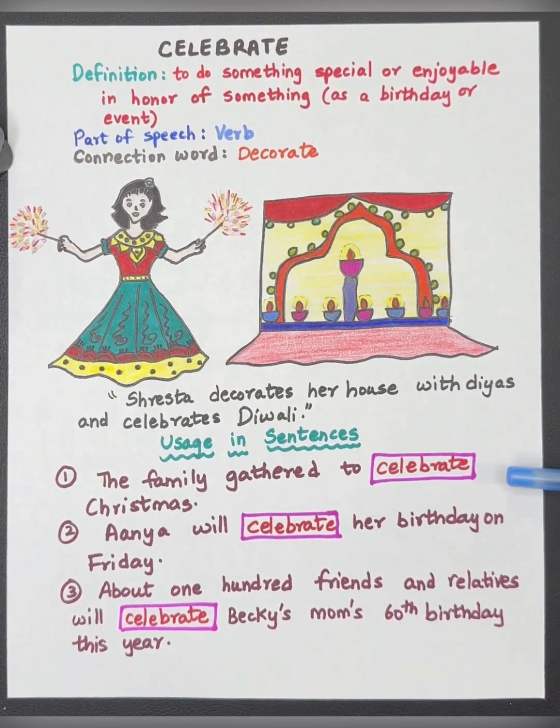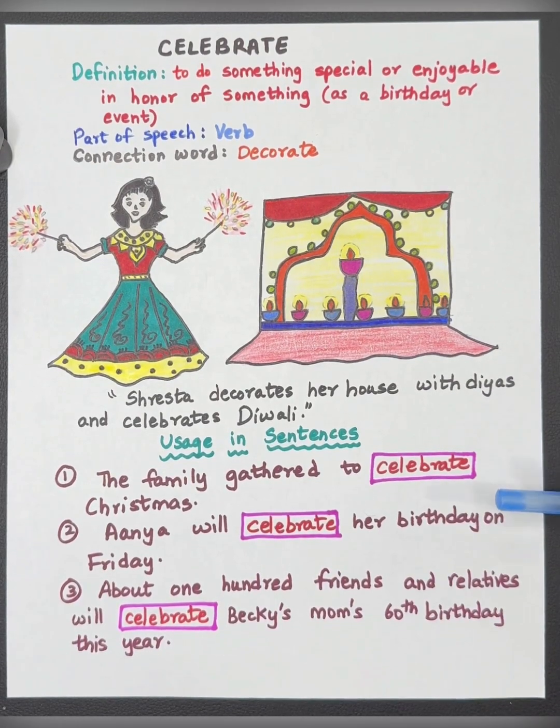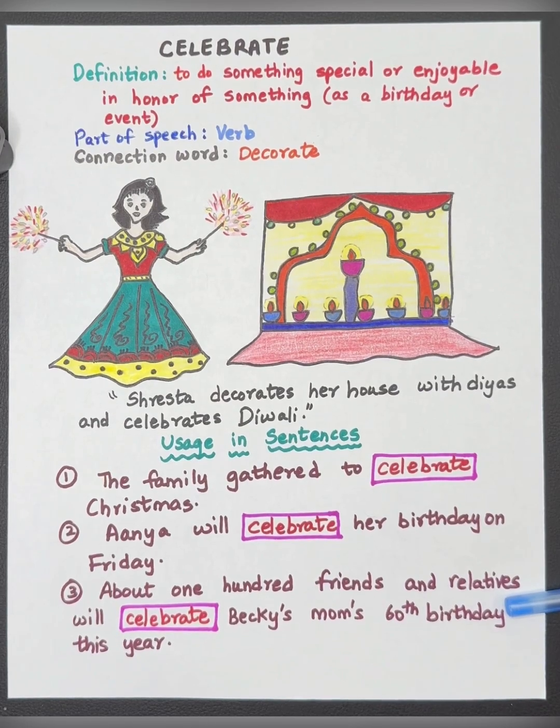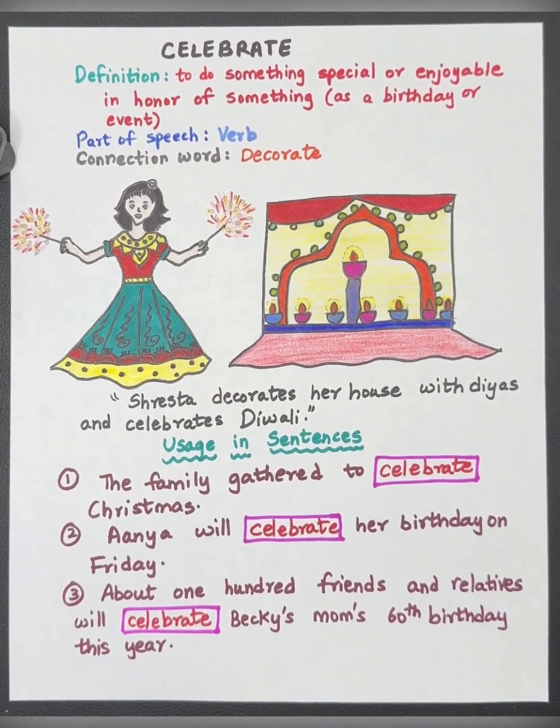Anya will celebrate her birthday on Friday. About 100 friends and relatives will celebrate Becky's mom's 60th birthday this year.